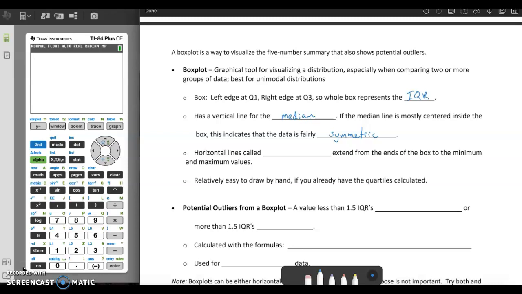Then there are horizontal lines called whiskers. So you might sometimes hear this called a box and whisker plot. These whiskers extend from the ends of the box to the minimum and the maximum values. They're relatively easy to draw by hand as long as you already know what the quartiles are.